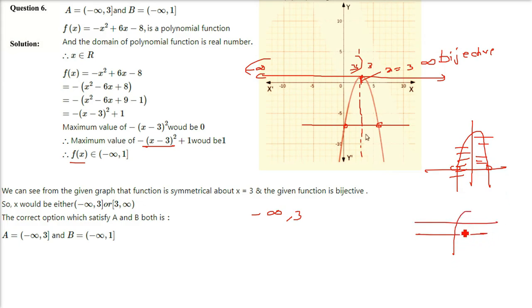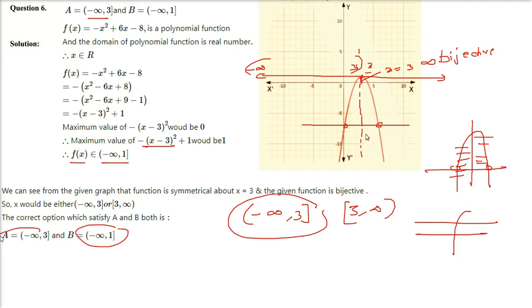It will be negative infinity to 3. Or if I take the right one, same thing, it will be 3 to infinity. So either of these two we can take. Now let us come to the options and see which one matches, with negative infinity to 1 as the range. If you see the first one, A is negative infinity to 3 and B is negative infinity to 1. So this satisfies. Therefore, we have to take one from these two, and this matches with our options. So the answer is A.